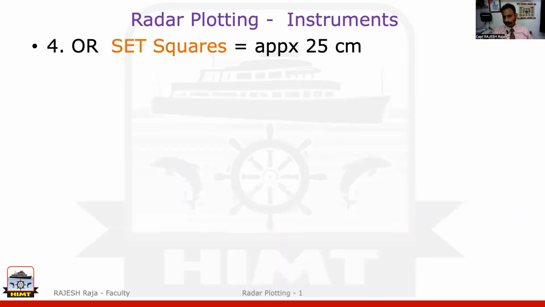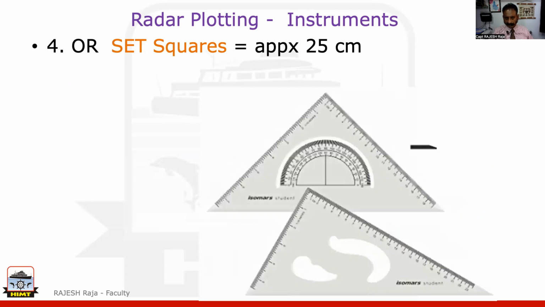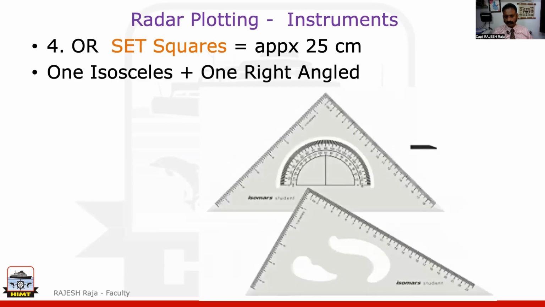Or I can go for a set square. You will see set squares come as 2 pieces. One is an isosceles triangle and one is a right angle triangle. If you honestly ask me, this is the most recommended. I always prefer this instrument rather than the parallel ruler and the roller scale. The same thing is for chart work also. If you remember, I always recommend set squares. They are much more accurate with fewer errors. It's very easy to use. These two also should be approximately a foot. Don't go for the small one.